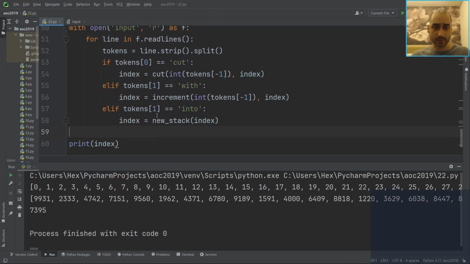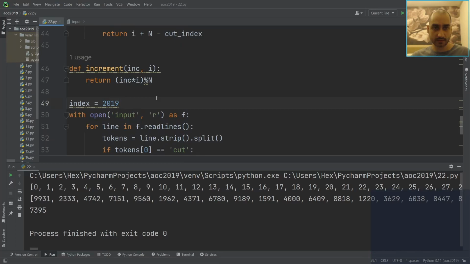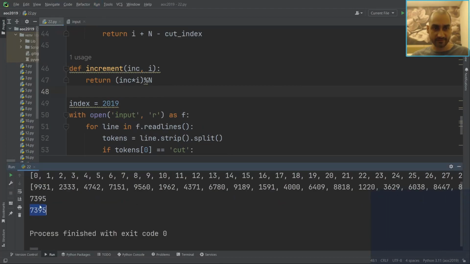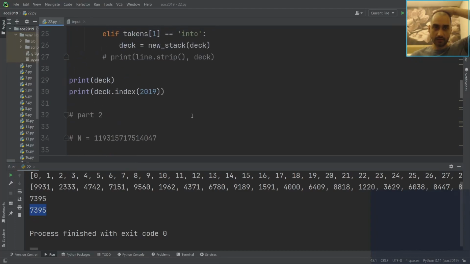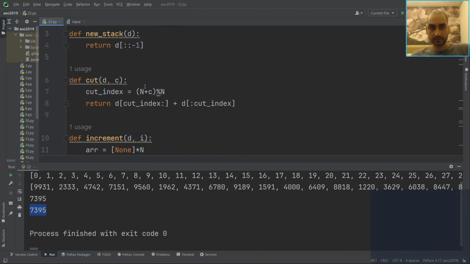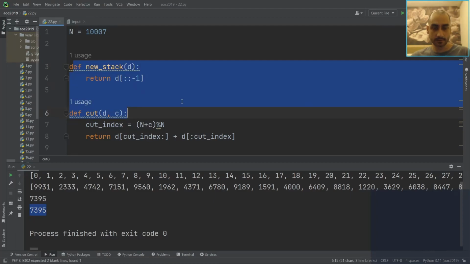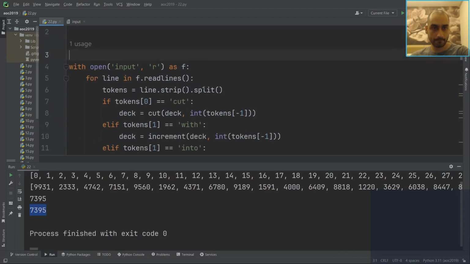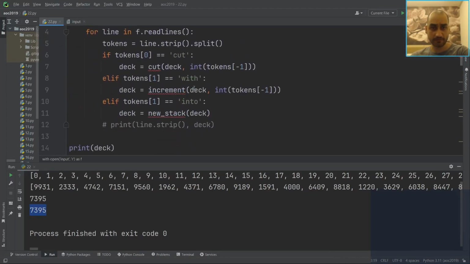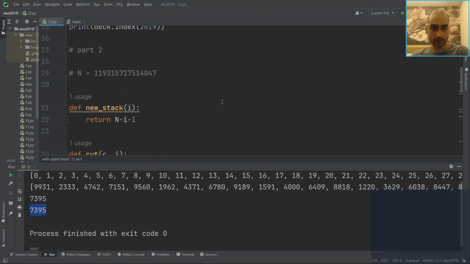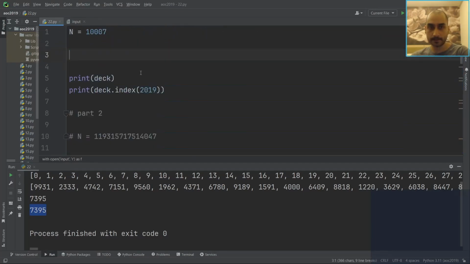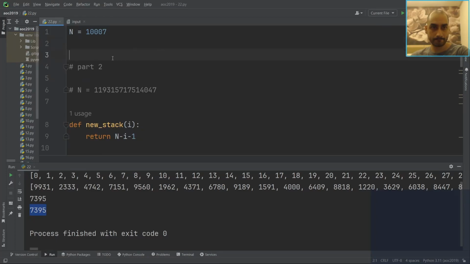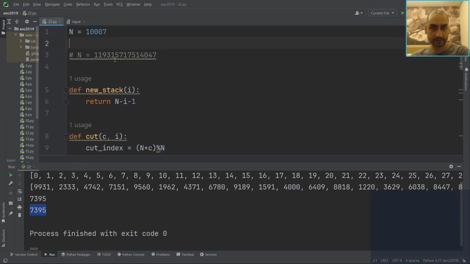So this should hopefully tell us where 2019 has ended up after this whole process. 7395. Yes, the same as before. Okay. So we've improved part 1. Now no more. Okay, get rid of these methods. We don't need a deck. We can follow a single card around. Get rid of this. Leave that out for now.